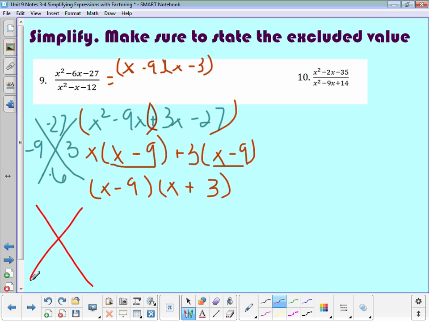So our second x, we're going to be multiplying to negative 12, adding to negative 1. So again, that's negative 4 and 3. So I'm going to go ahead and quickly factor this. Factor it on your page if you need to.